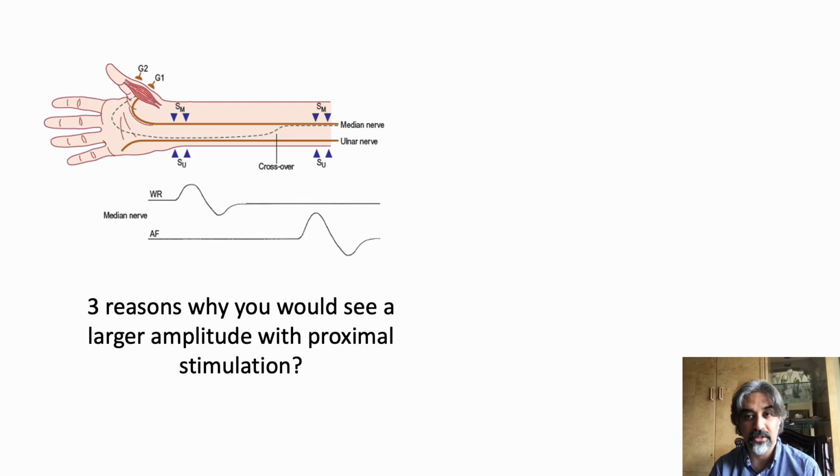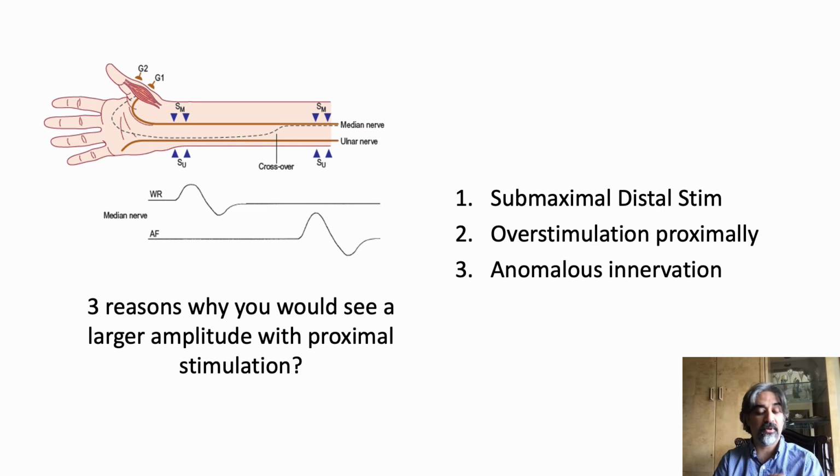This is one of my rules. So all my residents have to memorize this. If you get a larger amplitude proximally, you've either not stimulated enough distally, so submaximal stimulation distally. You've stimulated too much, overstimulated proximally, and now you're getting co-stimulation of another nerve. Or there's some kind of anomalous innervation that would explain it. But otherwise, because of temporal dispersion and phase cancellation, you really shouldn't get a larger amplitude proximally, other than for these three reasons.